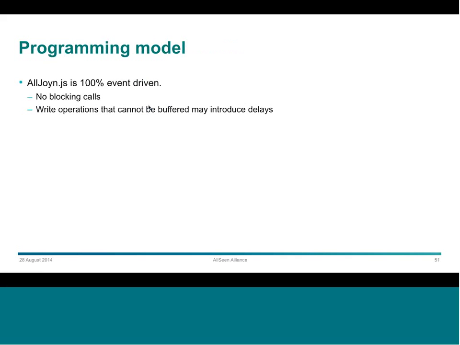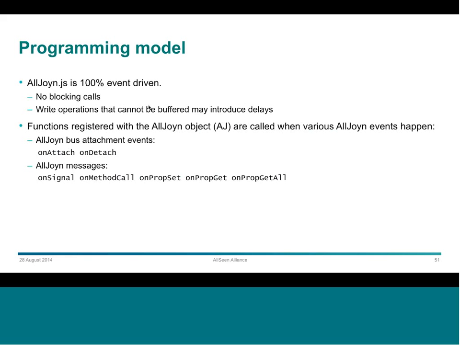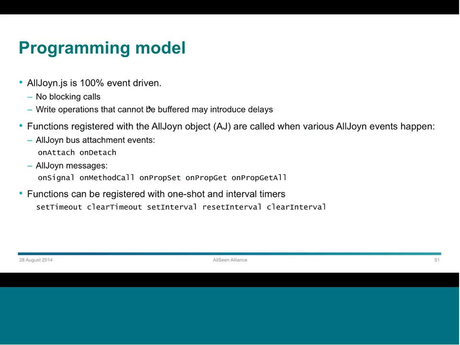So the console's there. The whole programming model here is just as you would expect in a JavaScript engine. It's 100% event-driven, no blocking calls at all. Everything is asynchronous requests. So if you make a method call, you give it the reply function that you want to execute as your function enclosure. Everything there is registered through this AJ object that we've inserted here into the engine. So there's an onAttach callback, there's an onDetach, then there's method, when you receive AllJoyn messages like a signal or a call or a property request, you can take action accordingly.